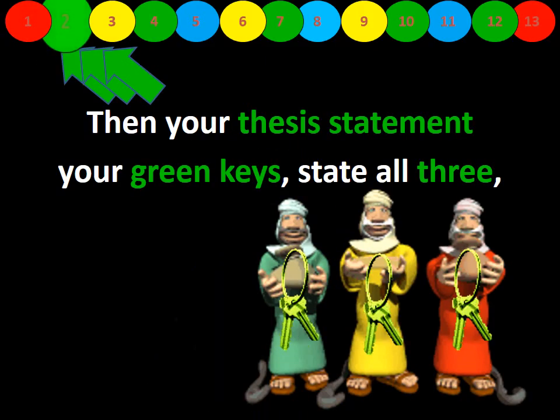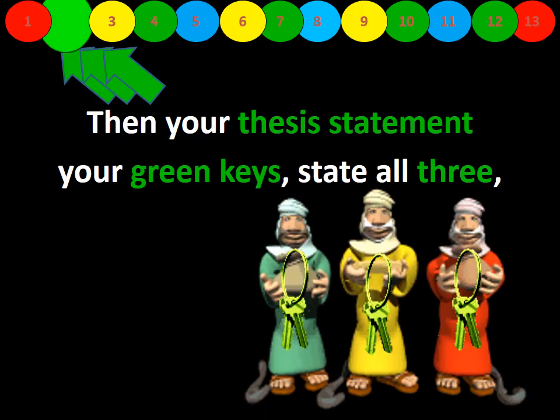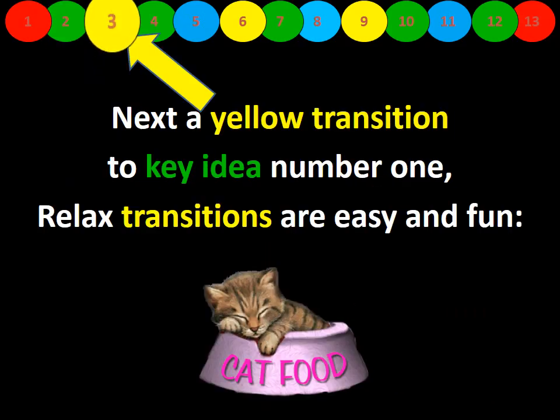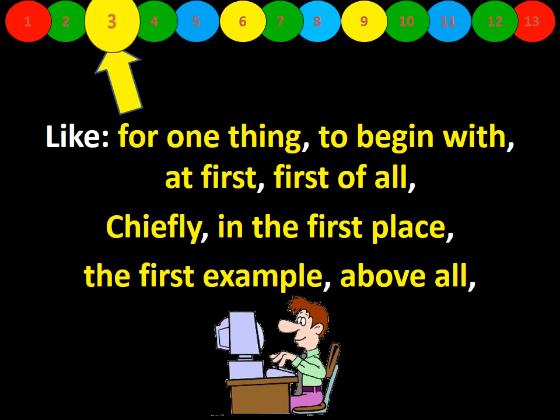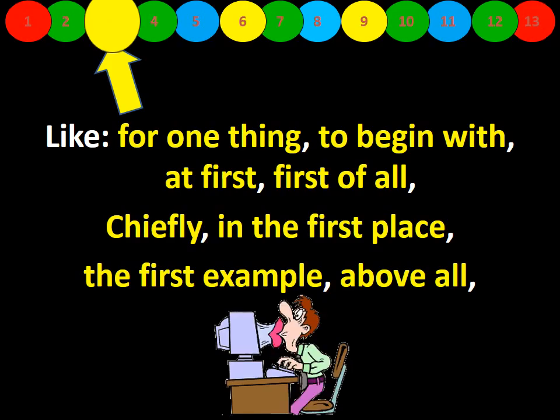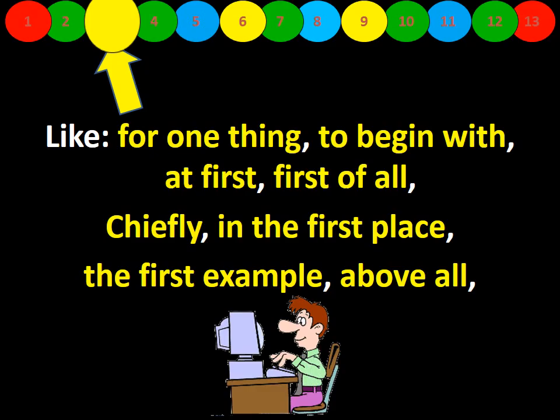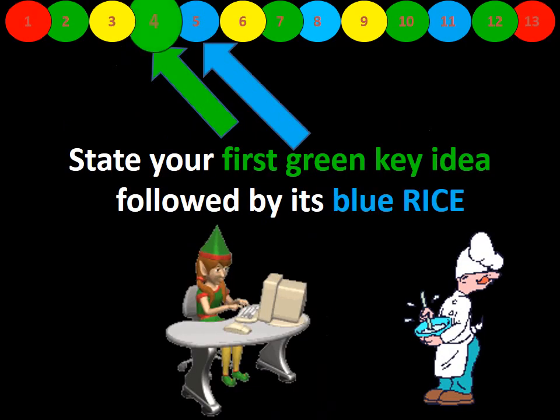Open with the red, then your thesis statement, your green keys. State all three. Next, a yellow transition to key idea number one. Relax, transitions are easy and fun. Like for one thing, to begin with, at first, first of all, firstly, in the first place, the first example, above all.